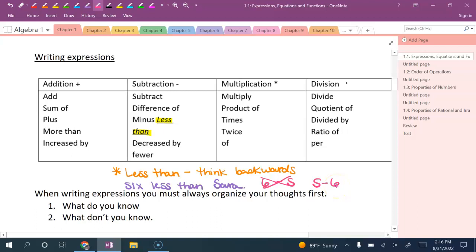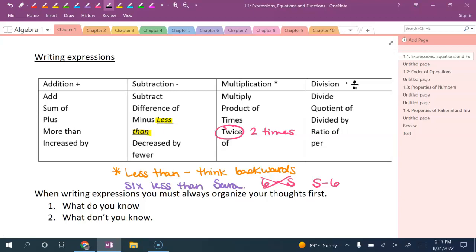Some words for multiplication would be multiply, product of, times, twice. Twice, remember, means 2 times, or like you're doubling something. Another word you might see for multiplication would be of. Division would be to say like divide, quotient of, divided by, ratio of, or even per.